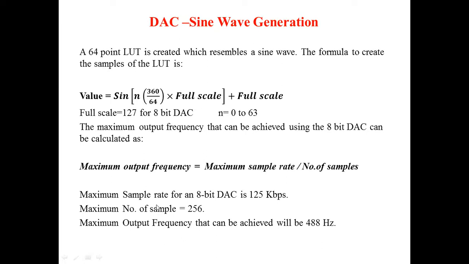Here we have an 8-bit DAC with a 125 kilobits conversion rate. An 8-bit DAC means 256 samples, but I'm going to use only a 64-sample lookup table. The full scale voltage is 127, with n from 0 to 63. So here I'm going to use only 64 samples, and the maximum value is 127.